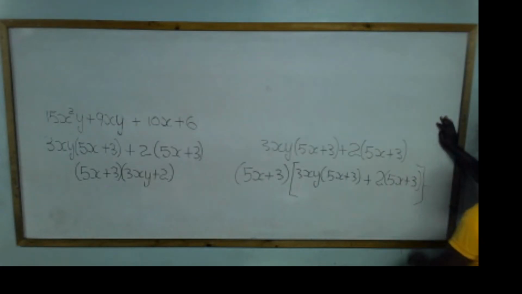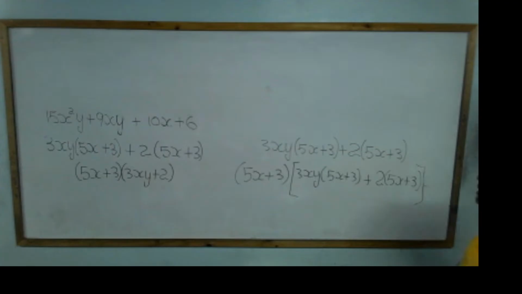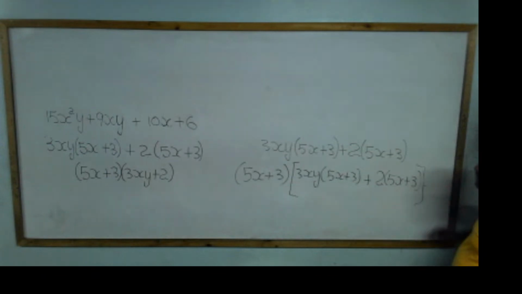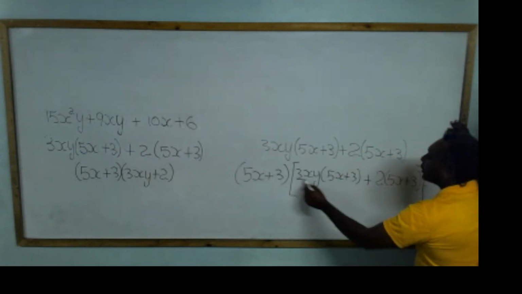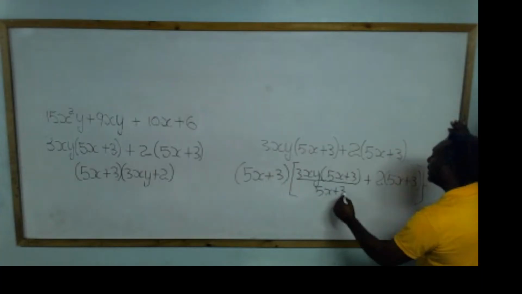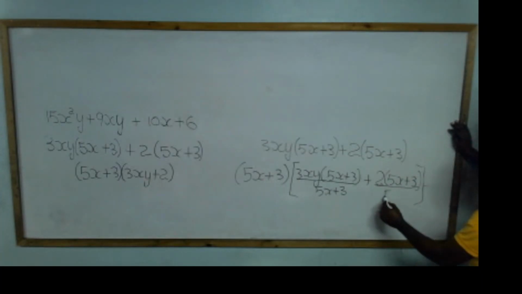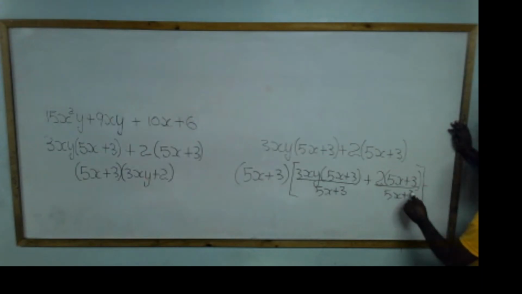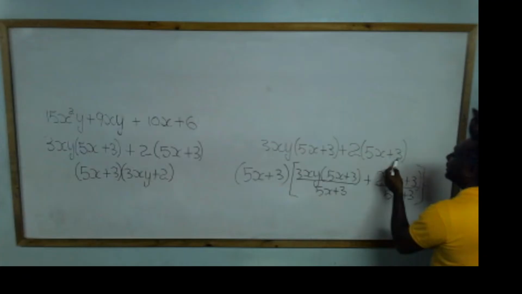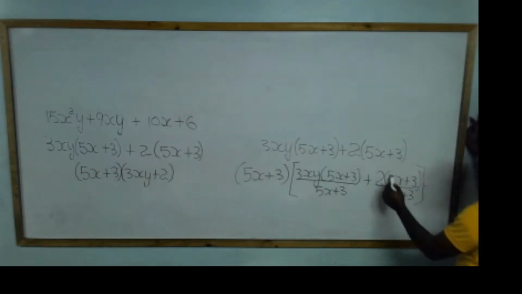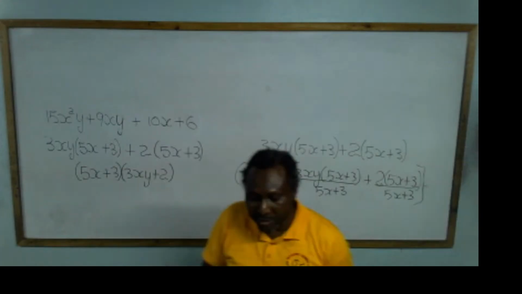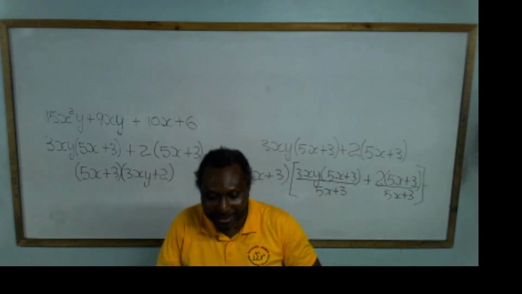And remember that when you're factorizing, you take the highest common factor as we have it right there, and then you're going to divide each of the terms by the highest common factor. So you're going to divide this term by the highest common factor, which is 5x plus 3, and you're going to divide this one also by 5x plus 3. So notice that what we have here is the same expression that we have here. We have taken out the highest common factor, as you see right there.